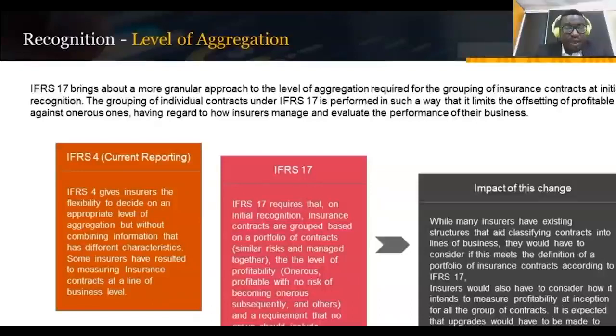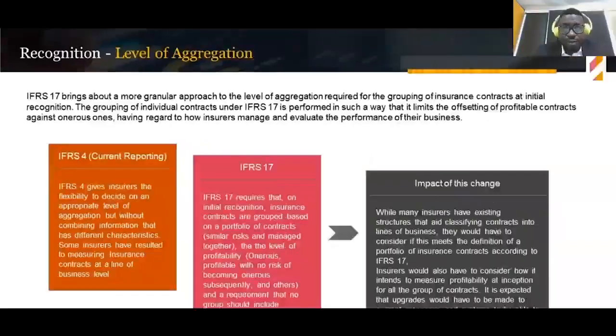Now, the first thing to look at is recognition, where we talk about the level of aggregation. So Uloma talked about level of aggregation. Currently under IFRS 4, what we basically do is consider portfolios based on their similar risk. So we look at different contracts, for instance, a portfolio of motor insurance or fire insurance, and we look at them basically on that level. Now, what happens is that we don't consider profitability, we don't consider other things that IFRS 17 is using.